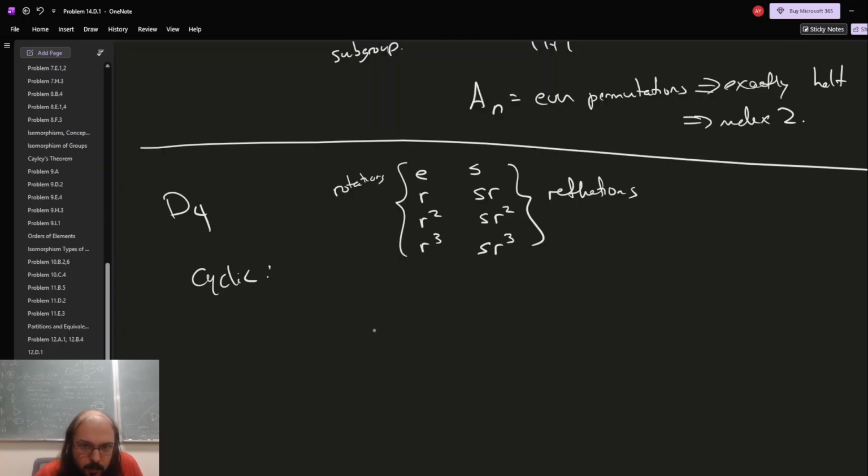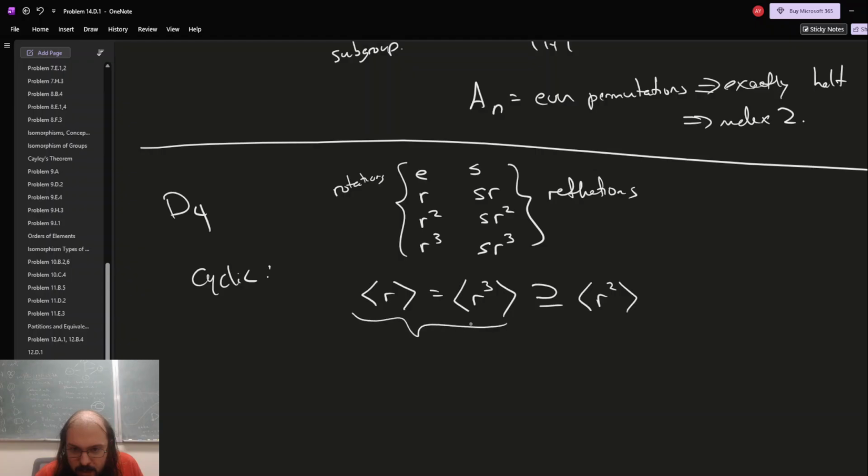And so a couple of things stand out to me. The first is that the group generated by R is the same as the group generated by R cubed. And inside of that is the group generated by R squared. These ones are order 4, and this one is order 2. In light of the fact that we just talked about, these are also normal because of the fact.